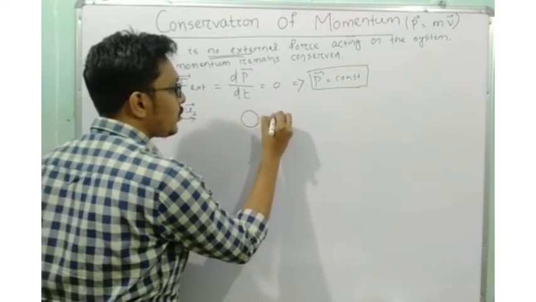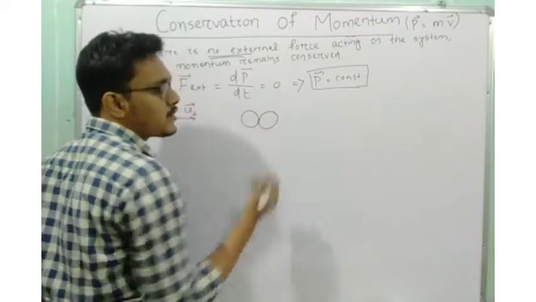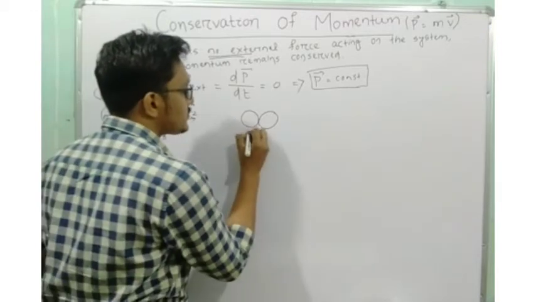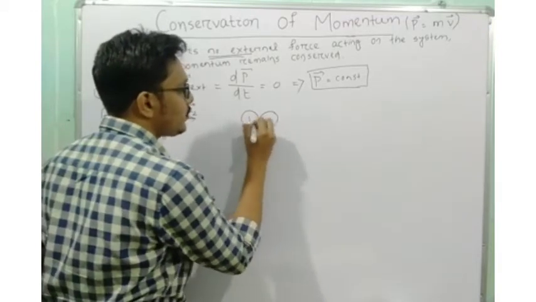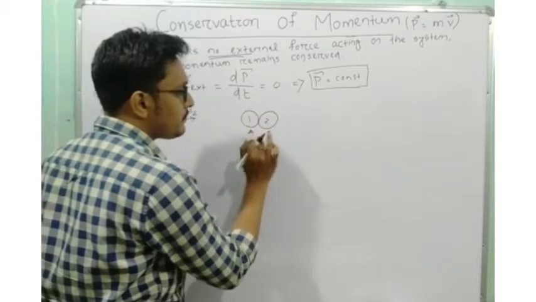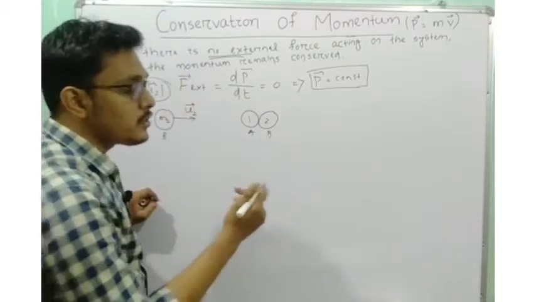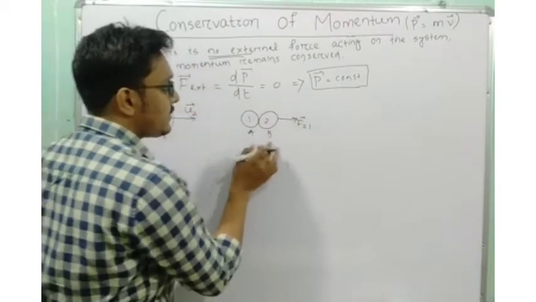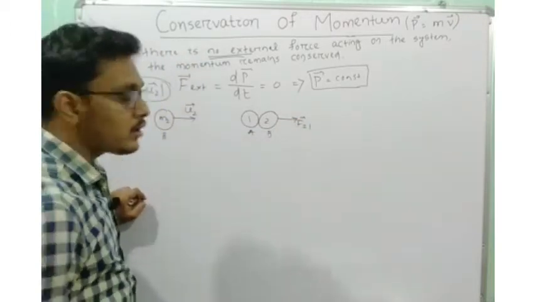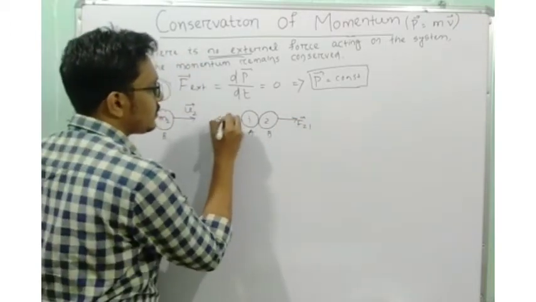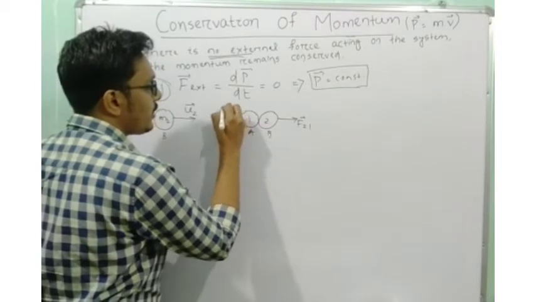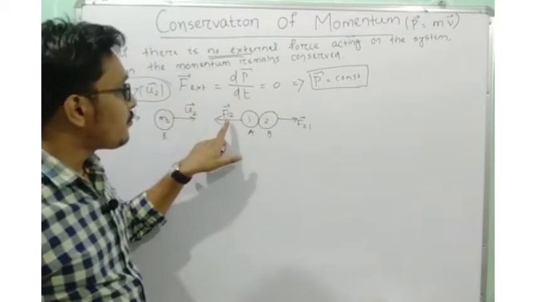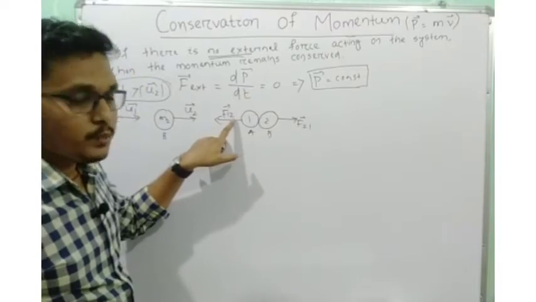When the two particles collide, one exerts a force on the other. Suppose A and B are particles 1 and 2. Suppose A exerts a force on B, that will be F21. Similarly, B exerts an equal and opposite force on A. This will be F12, the force on particle one due to particle two.